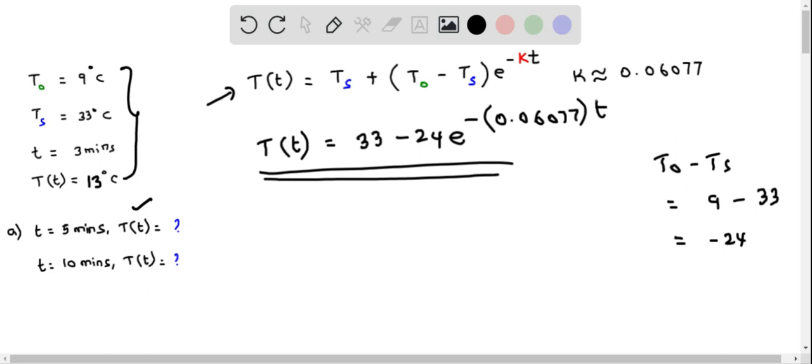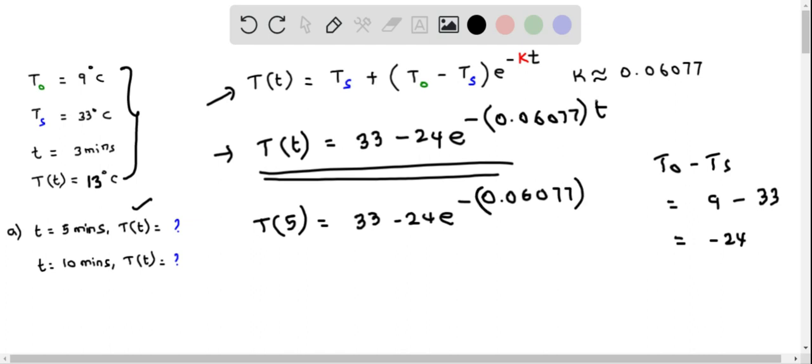So first let's plug in t equal to 5 into this equation, that is T(5). This equals 33 minus 24 times e raised to the power of negative 0.06077 times, replacing t by 5. We simplify this using the calculator and find the value, approximated to two decimal places. We get 15.29 degrees centigrade. So this is the temperature of the thermometer after 5 minutes.